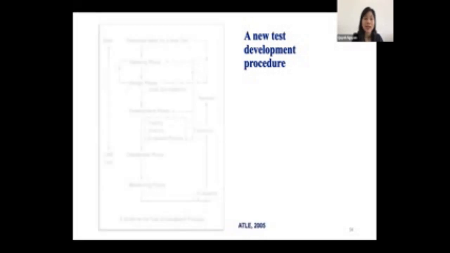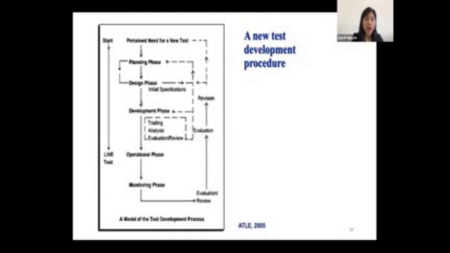And so now I'd like to talk about the development procedure of a new task. Here on the screen, you will see the diagram that was introduced by Bachman and Palmer in 2005. The procedure includes different phases, from the planning phase, to the design phase when you identify the test specification. After that, based on that, you can develop your items. And when you reach the operational phase, you develop more items, and you monitor and evaluate those items.